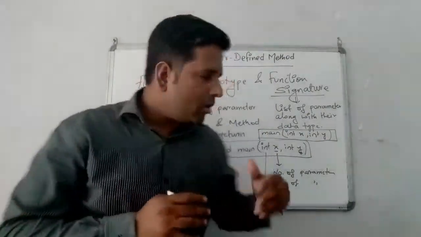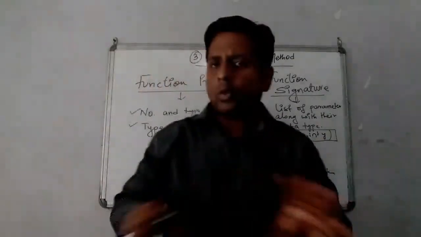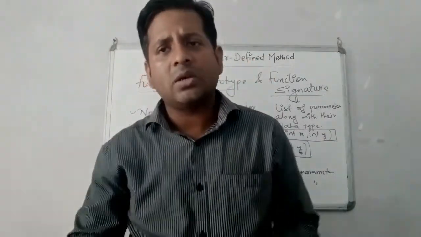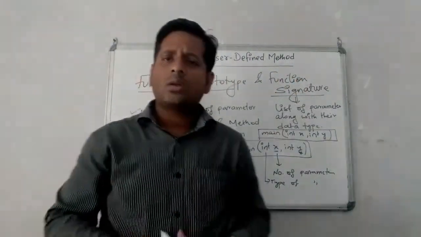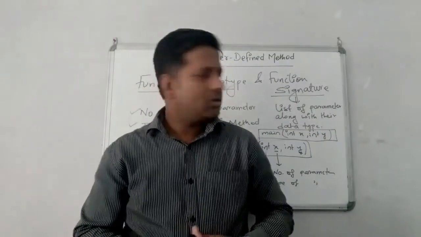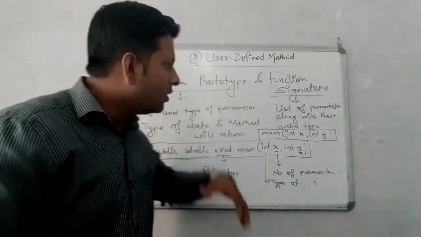So children, from here what is clear is that the function prototype is like our full name, the entire part, full information we get, whereas the function signature is just the initial part. It basically deals with the type of parameters and data types. So is this clear, children? Now see, we'll move to the next.